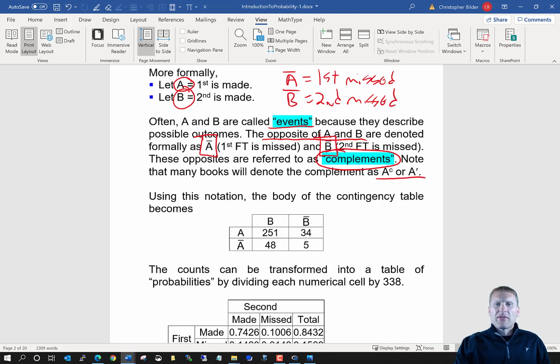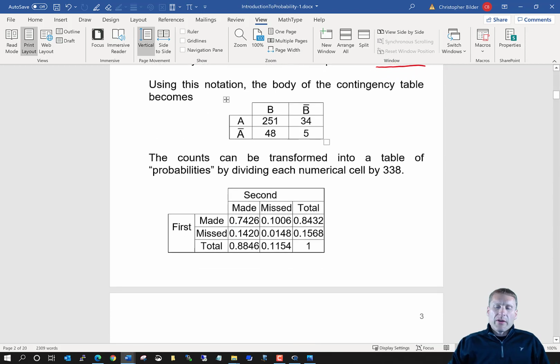Now, sometimes in other areas, you may see these complements denoted a different way. A with a superscript C, or A with a prime mark or a tick mark right next to it. We will use the bar notation, which is fairly common. So with this notation, then we can redefine our contingency table to simply look like this.